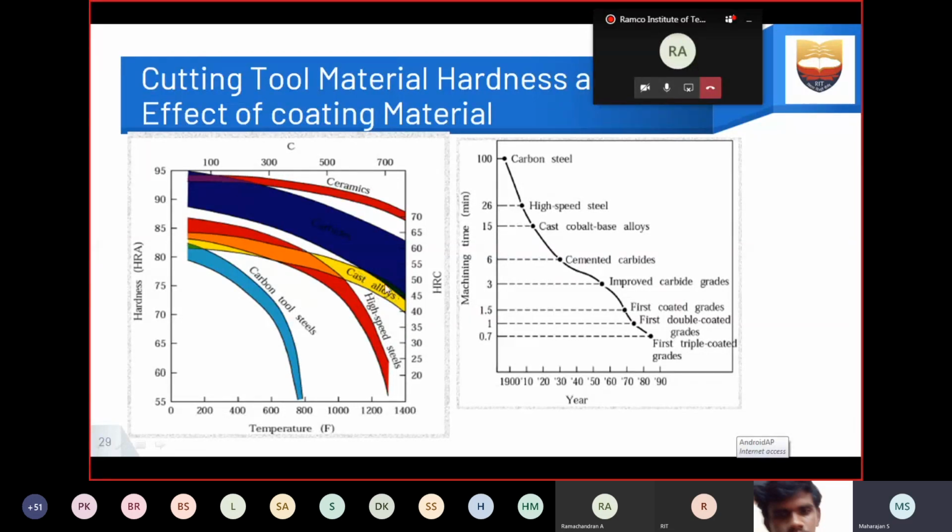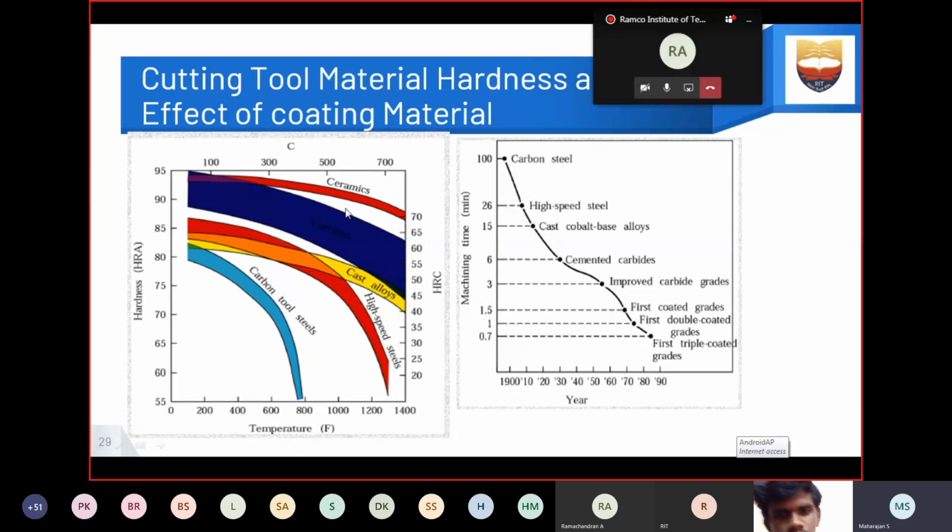If you go for cast alloy steel as a tool material and increase the temperature, the hardness value is slightly reducing. So it has some kind of hot strength, able to withstand high temperature.